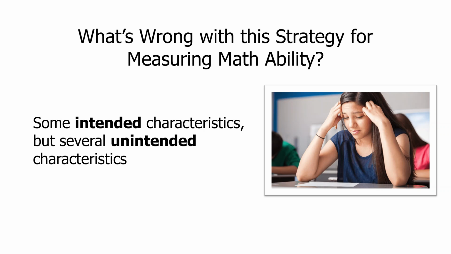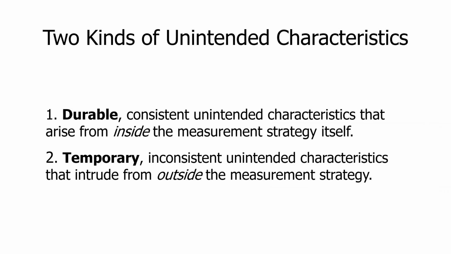That's a key distinction. There are two kinds of unintended characteristics. Durable, consistent unintended characteristics that arise from inside the measurement strategy itself. And here are those examples again: verbal ability, test anxiety. Test anxiety is an example of what are called reactive measurement effects, or a Hawthorne effect.